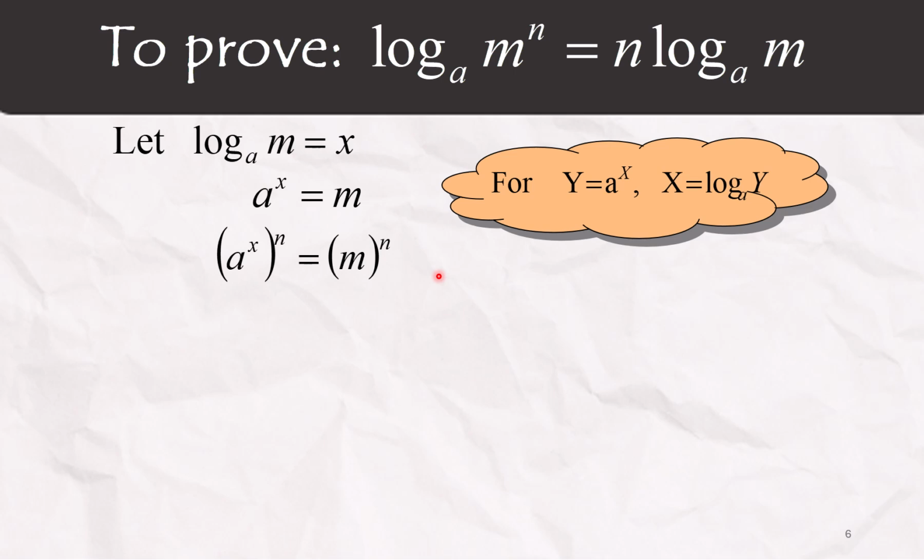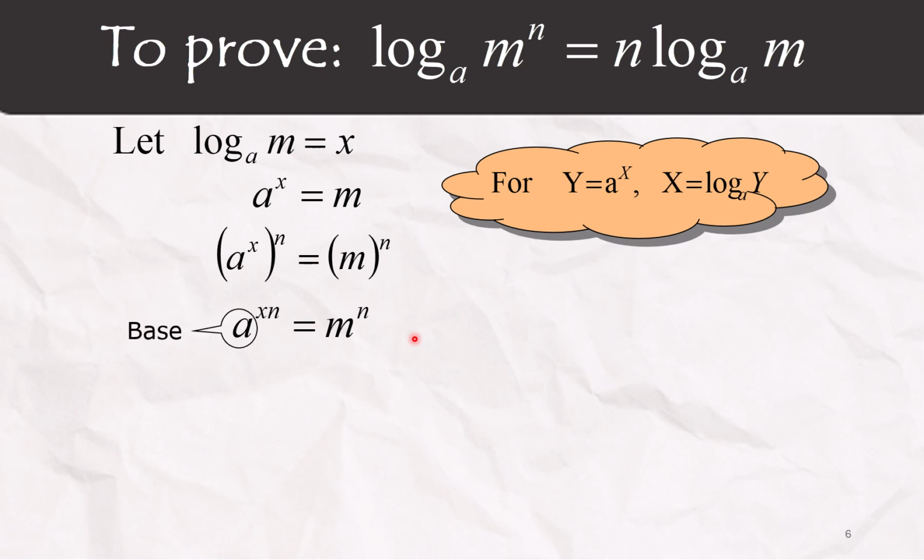So with this applied laws of indices, I will be able to get a to the power of xn equals m to the power of n. So what I'm going to do now, which is similar to what I've done for the first two laws, is convert this index form to log form.